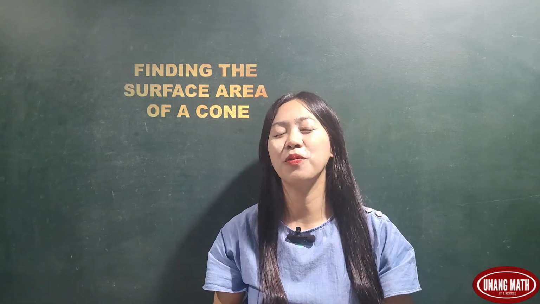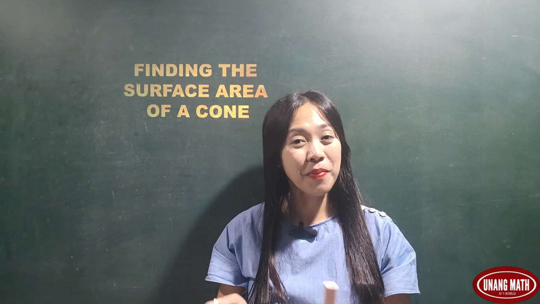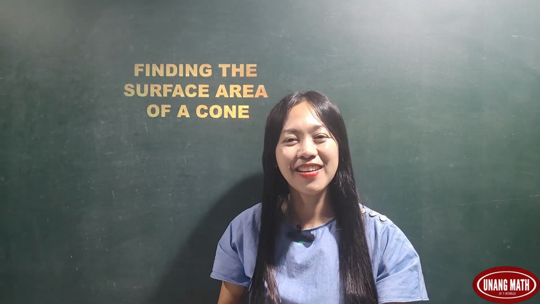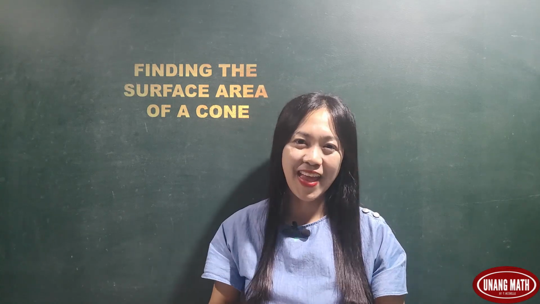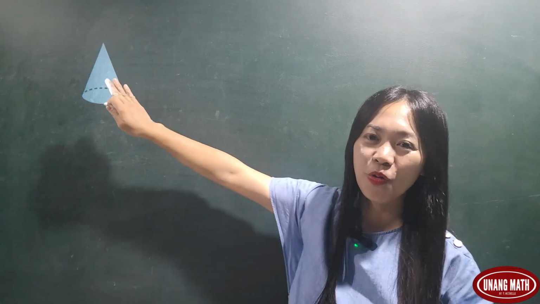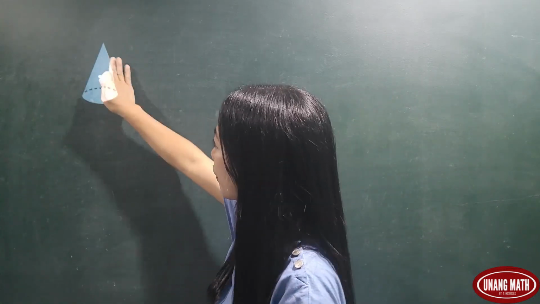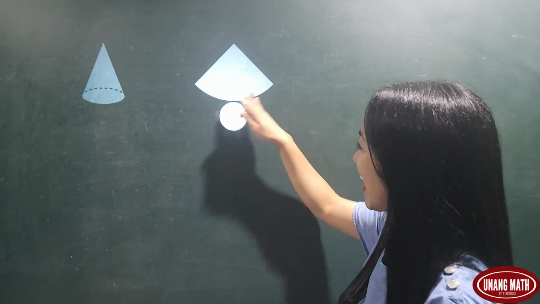For this episode, I will be covering the topic about finding the surface area of a cone. In the previous episode, we already studied how to find the surface area of a pyramid. Pyramids' lateral faces are plane figures, so it's easier to find the area without considering its net. But in the case of a cone, the lateral face is curved, so we must draw or consider its net.